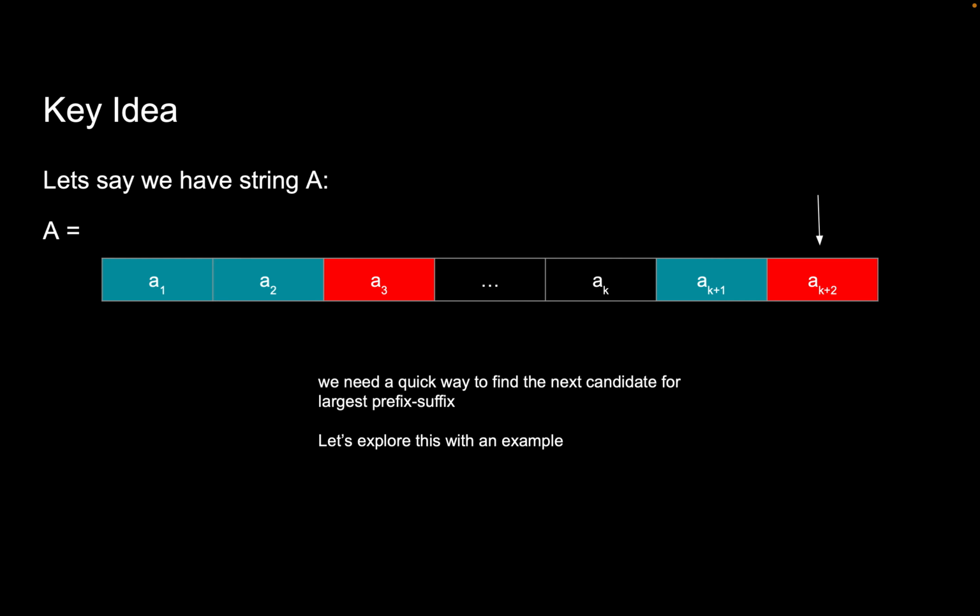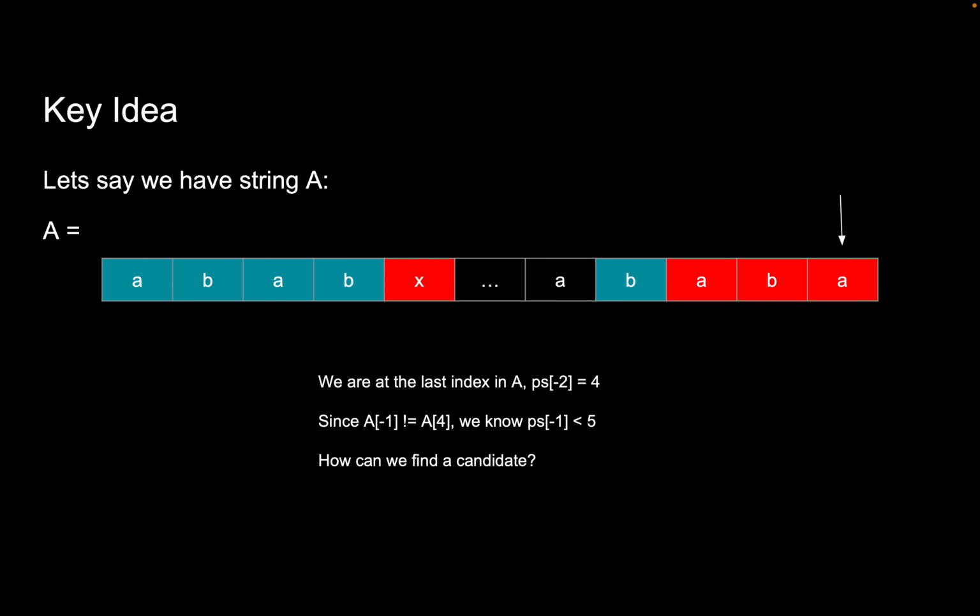So let's explore this with an example. Let's say we have this string here, right? AB, ABX, a bunch of stuff in the middle, and then AB, ABA, right? So currently at the last index, the prefix value here is A, and you know that this does not match with X here. So this is the case where things don't match.